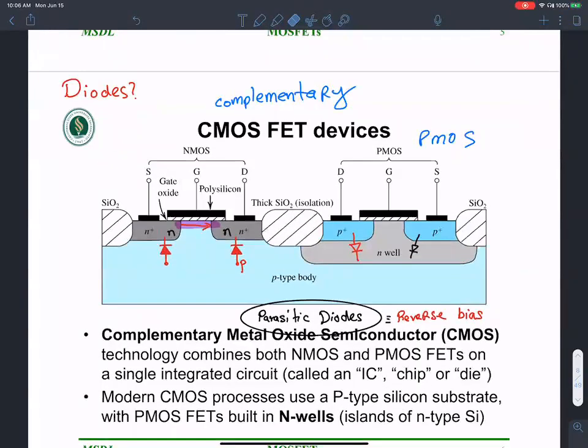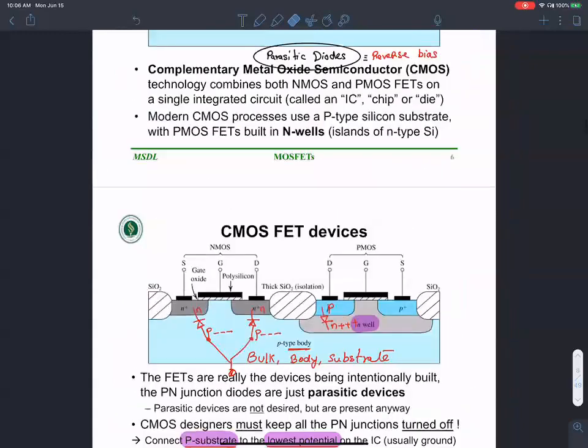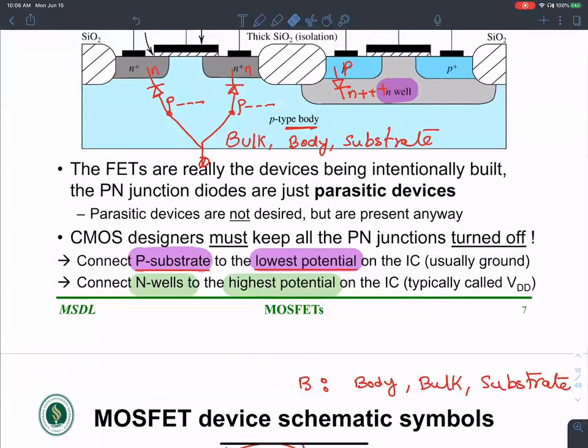And I also showed you why it is imperative that we reverse bias these diodes. We want to reverse bias the diodes, the PN junction diodes between the source and body and the drain and body. We discussed all of this in the last class. And in an effort to reverse bias these parasitic diodes, we have to connect the substrate of the P junction to the lowest potential. We have to bias the P substrate body to the lowest potential.